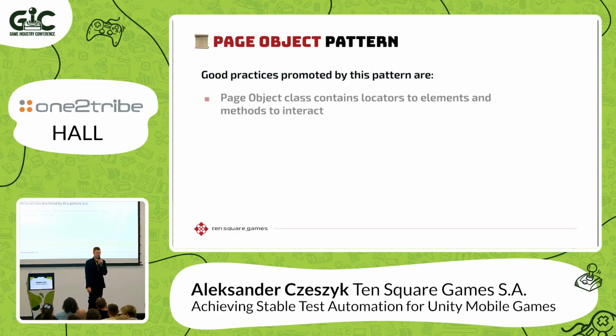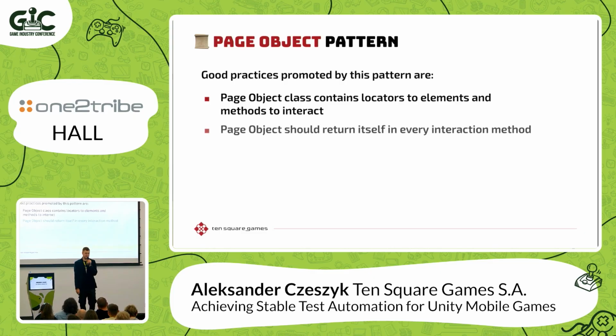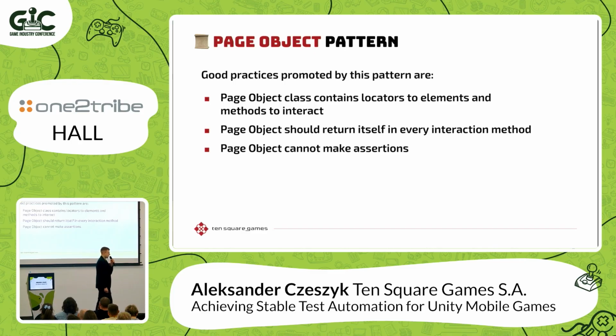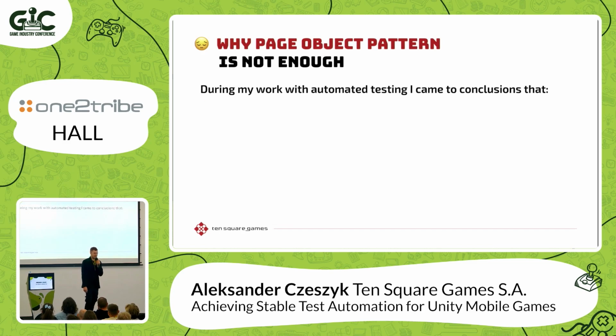This pattern says that we should contain locators to elements and all methods to interact with a specific view in a single page object. We should return a page object from every interaction method. So it enables chaining methods for easier, more flexible development. And that a page object cannot make assertions. And I also really support this rule. In general, assertions are reserved only to test methods, not anything else. That's a good practice. And why is it failing in today's world?